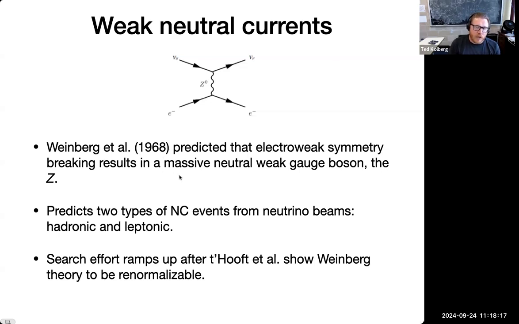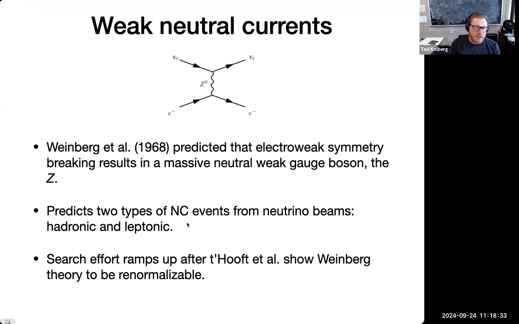And this is sort of concurrent with developments in the idea of electroweak symmetry breaking, which again, we'll talk more about later. But there's a prediction already by the late 60s that there should be these weak neutral currents and even a prediction of the amplitude.